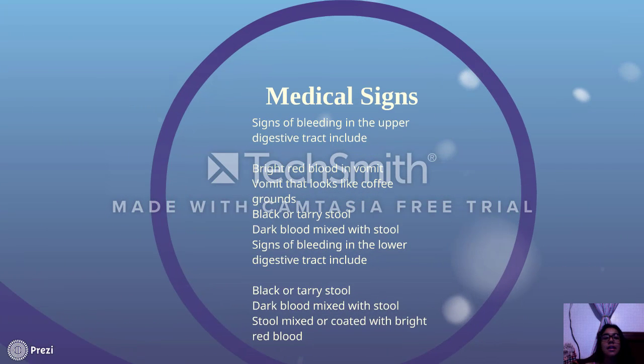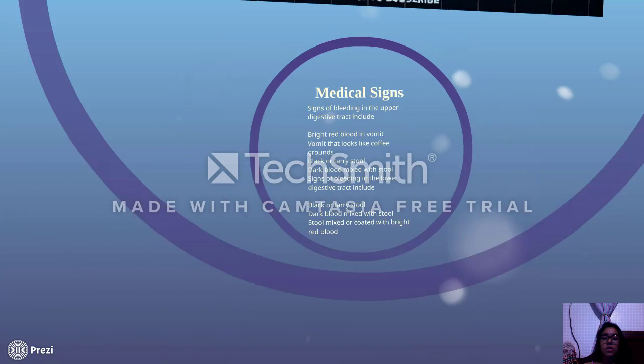Medical signs. Signs of bleeding in the upper digestive tract include bright red blood in vomit, vomit that looks like coffee grounds, black or tarry stool, and dark blood mixed with stool. Signs of bleeding in the lower digestive tract include black or tarry stool, dark blood mixed with stool, and stool mixed or coated with bright red blood.